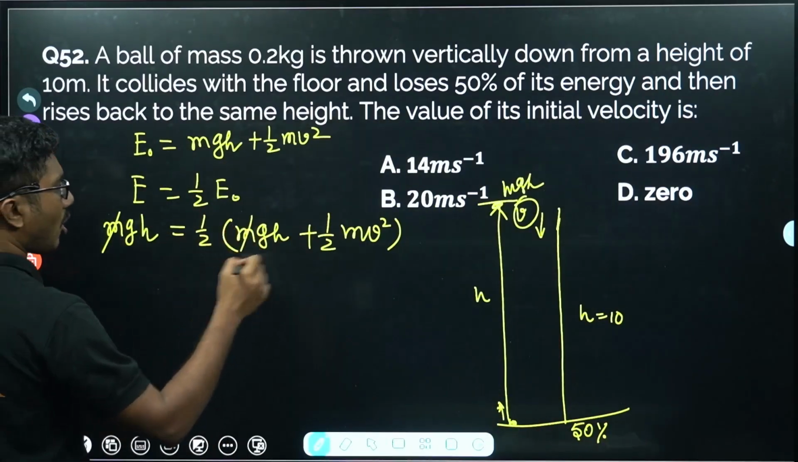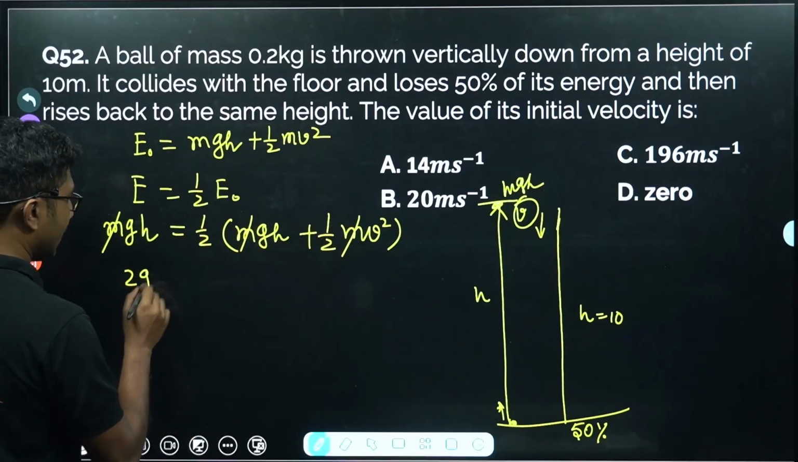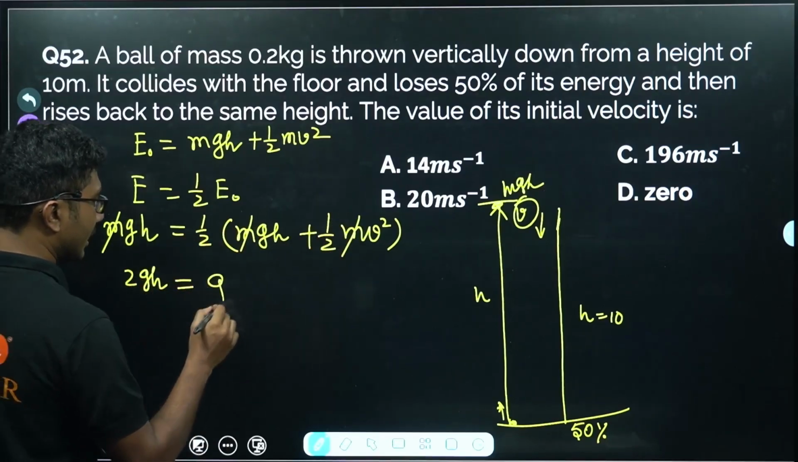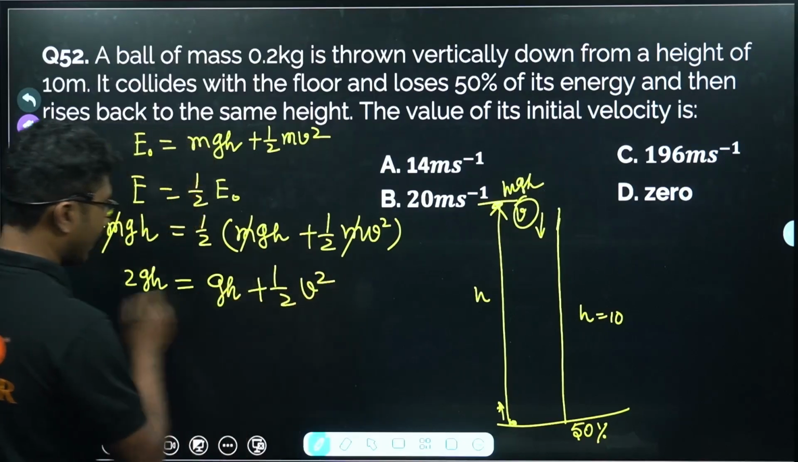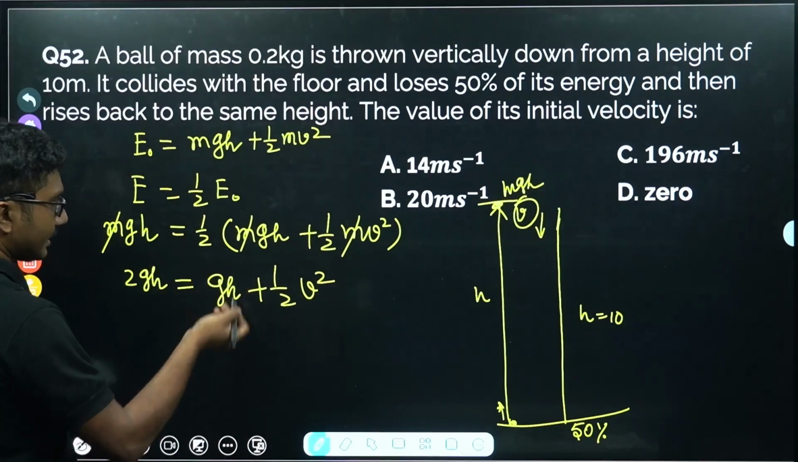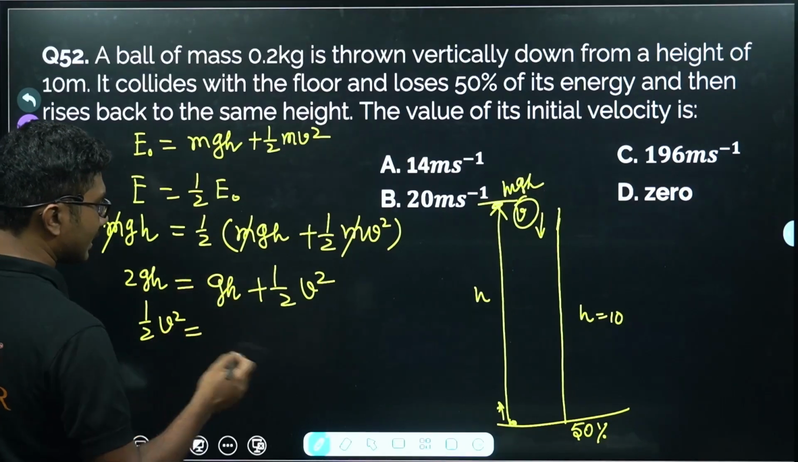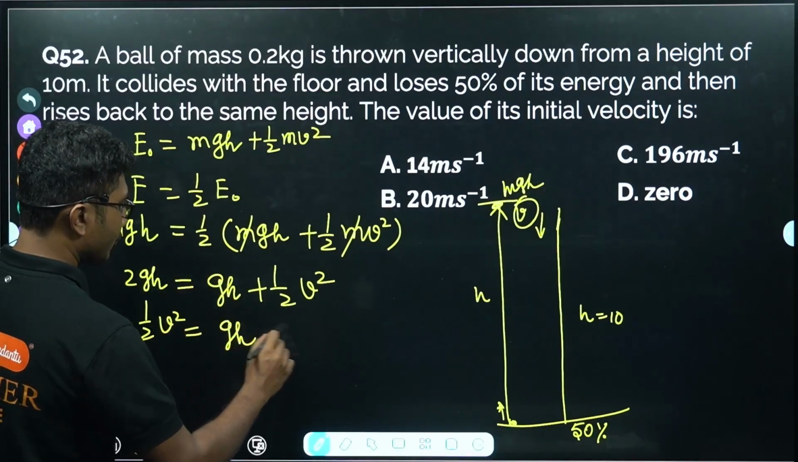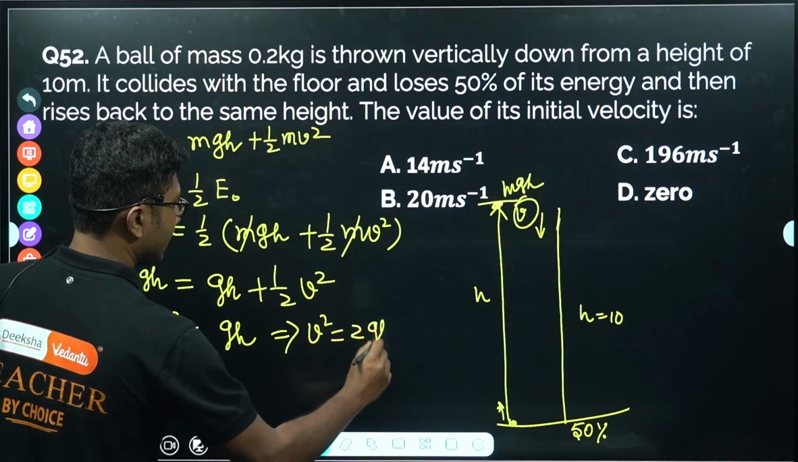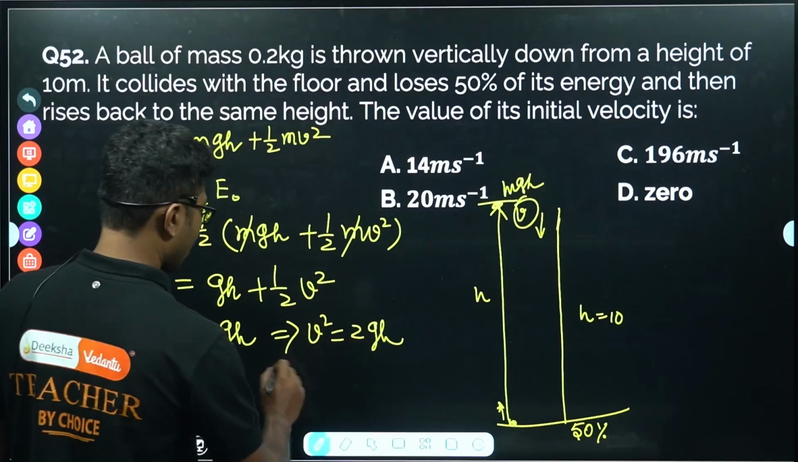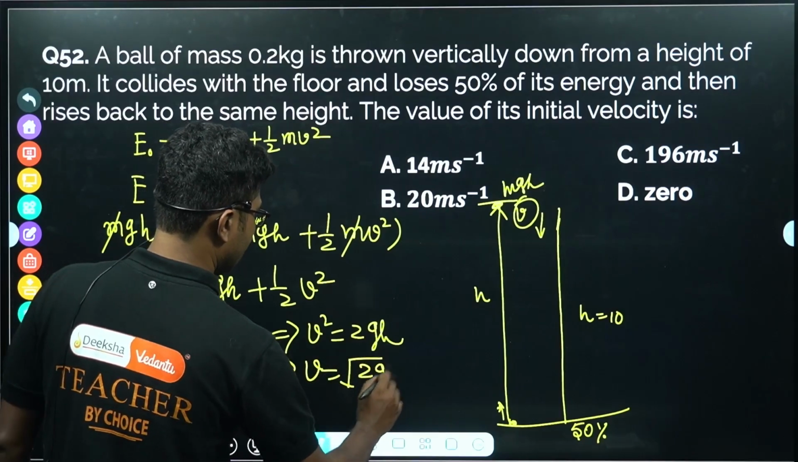So m is common, m will be cancelled. Now take this 2 here, so 2gh is equal to gh plus half v square. Now cancel this, take this gh on this side, so half v square is equal to 2gh minus gh, that is gh. So v square is equal to 2gh, okay, or v equals square root of 2gh.